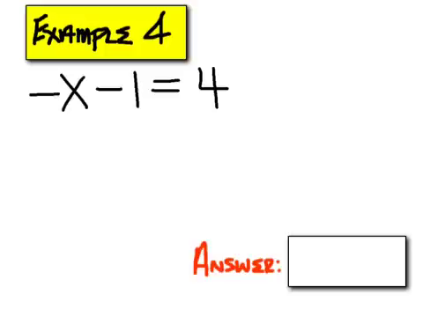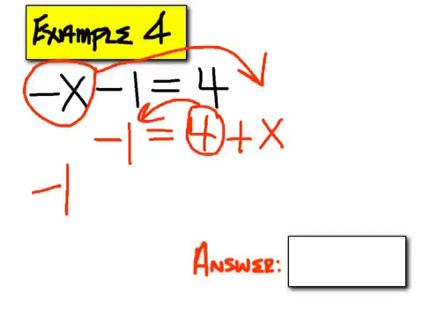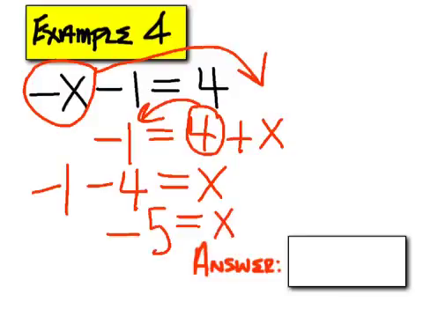Okay, number 4, we have negative x minus 1 is equal to 4. So again, we take our negative x, we want to make it positive, so we bring it to the right side. So we have negative 1 is equal to 4 plus x. When we want to bring our 4 to the other side, when we bring a positive 4 to the other side, it'll make it negative 4. So negative 1 minus 4 is going to give us negative 5. So our x is going to be equal to negative 5.